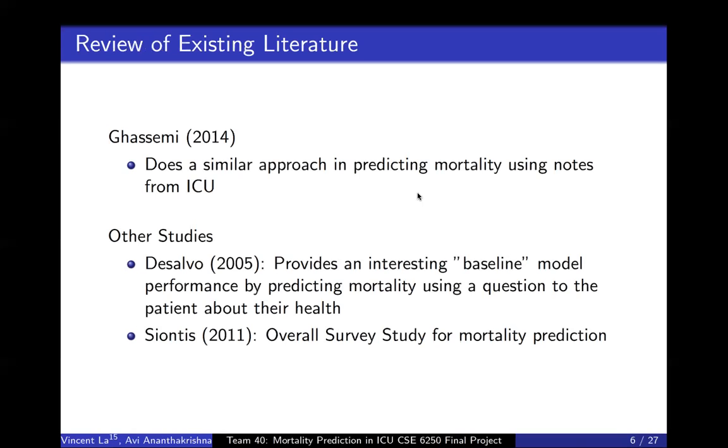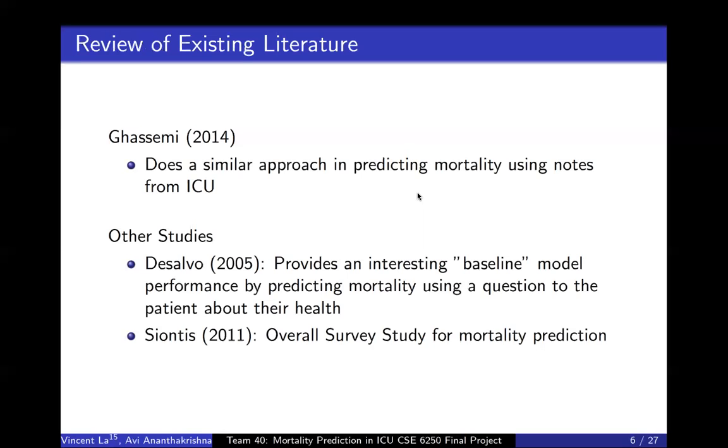The project that we'll do here is motivated by a couple of other studies. DeSalvo in 2005 provides a pretty interesting baseline model by predicting mortality using almost a health outcome survey question. The health outcome survey is given by CMS, and they typically ask questions like, how do you feel compared to last year? How is your mental health, or how is your physical health, compared to last year? And the patient answers worse, much worse, better, or a lot better, and DeSalvo creates a baseline model of mortality using those kinds of questions.